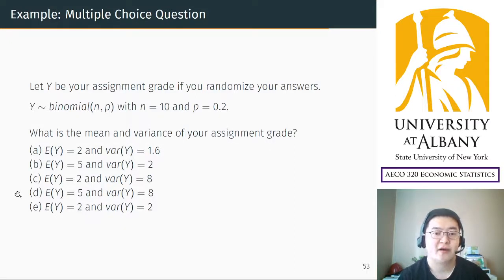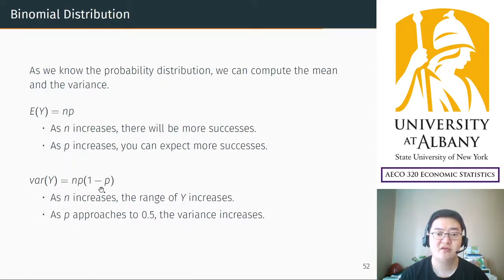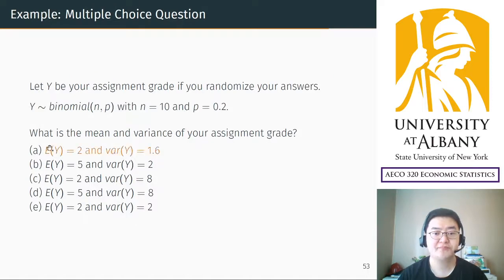Hello. In the previous video, we learned how to calculate the mean and the variance of a binomial distribution. Only if you know the parameters can you calculate the mean and variance. In this example, n equals 10 and p equals 0.2. So using these two formulas, you get an expectation of 2 and a variance of 1.6.